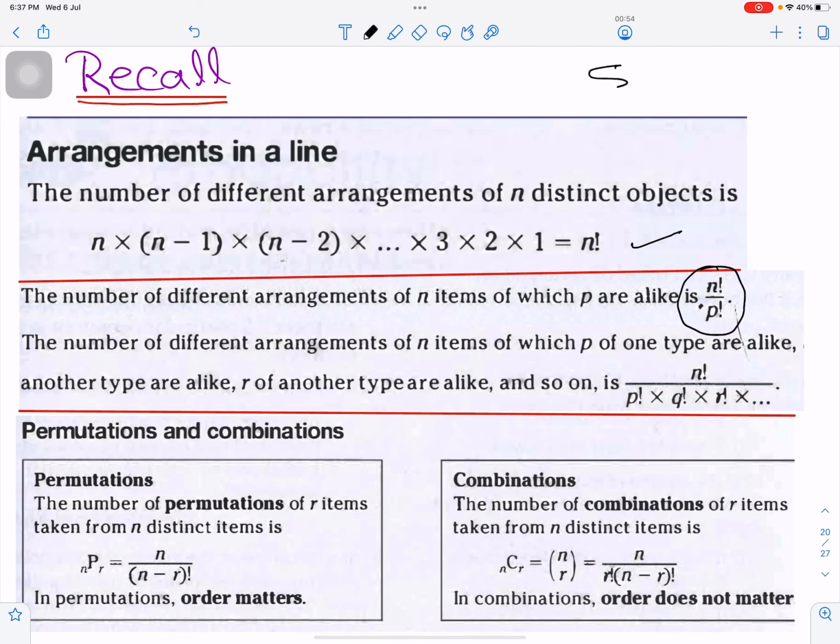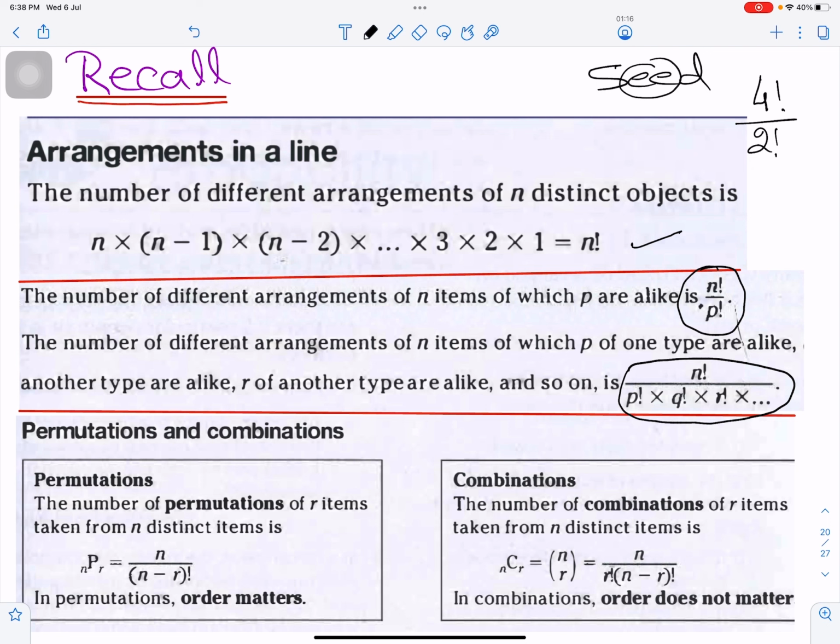For example, if the word is seed and I ask you to arrange it, there are 4 letters, so 4 factorial divided by, repeated is twice, so 2 factorial. So in a word, as many times there are repetitions, accordingly you keep dividing. You have to remember these 2 very important aspects.